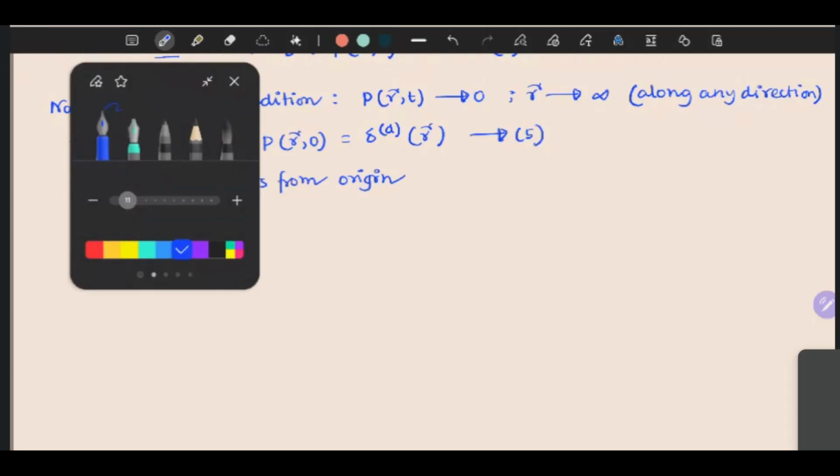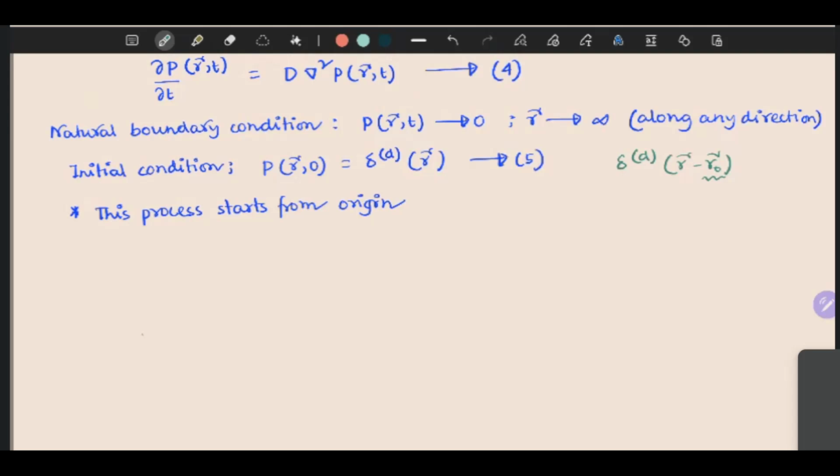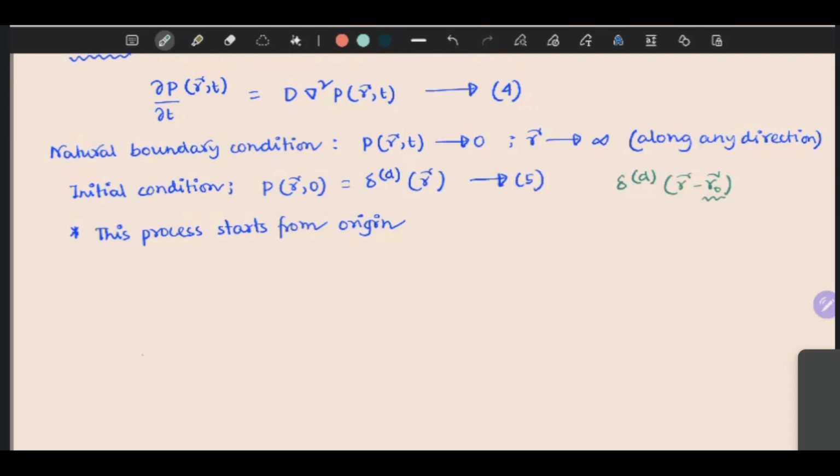It can also be written like this, where it starts from a special position R naught. We can always do a coordinate transformation, and we can get this R naught to be the origin of the coordinate system. So it is a kind of delta function, which says that at the initial point it starts from a point, right? It's a point source. That's why we are not losing generality, because that R naught, the starting point, can be made to be the origin of the coordinates in that system.